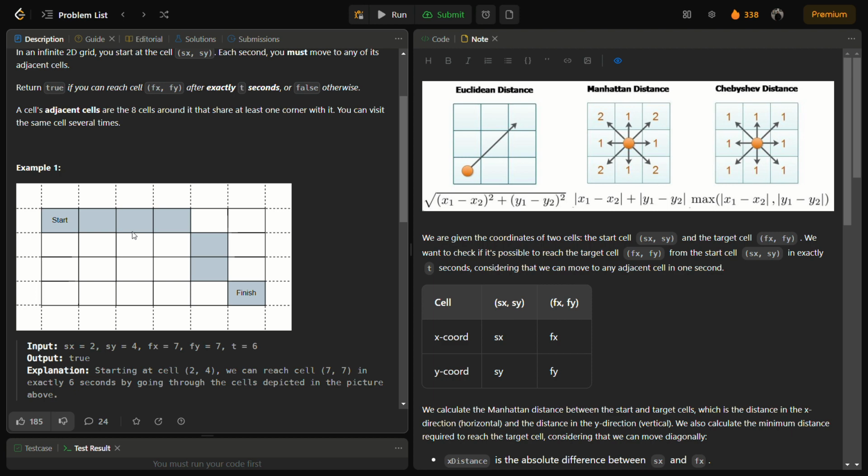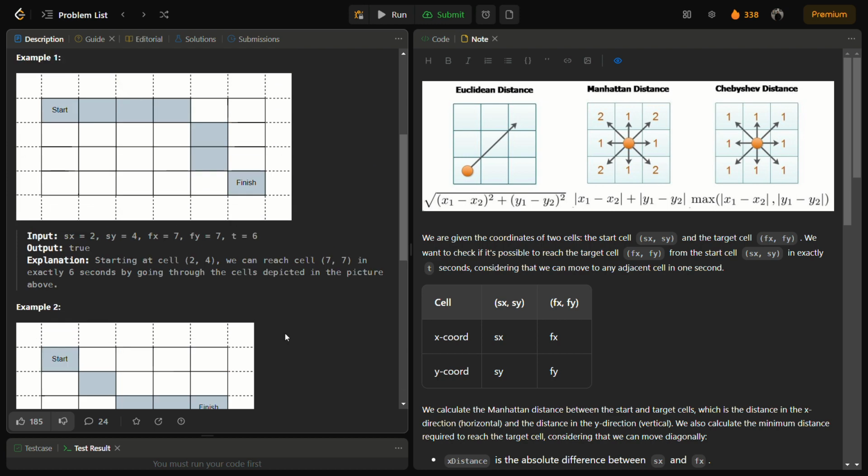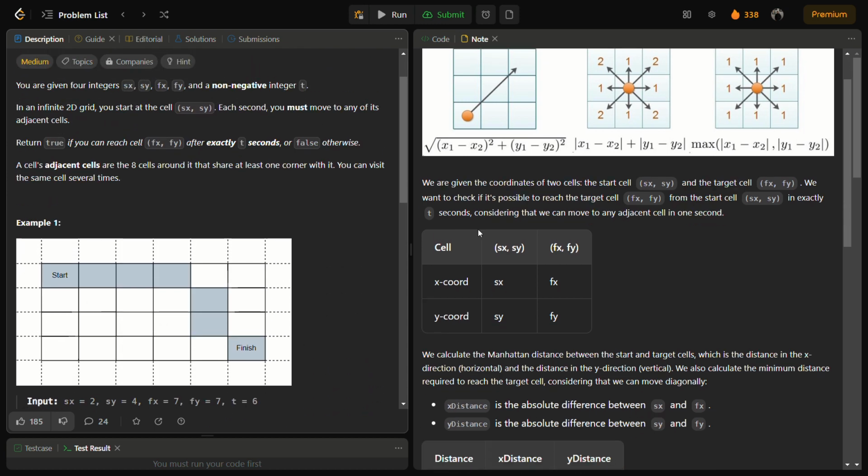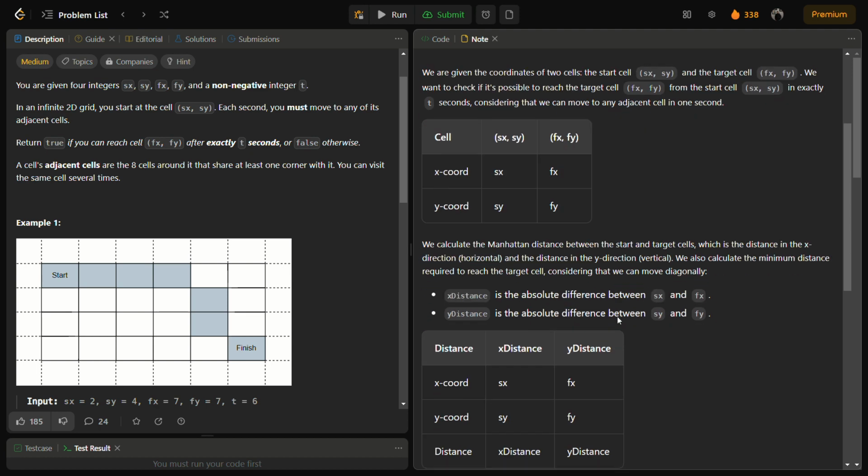So let's start with the approach. Let me first give you a dry run of the algorithm, how we do it. So first of all we have the start cell sx and sy and the target fx and fy, and we have to find out if it is possible to reach fx and fy from the starting position in exactly t time. So these are the things given in the question, or the variables. Now we need to calculate the Manhattan distance between the start and the target cell, which is the distance in the x direction and the y direction.